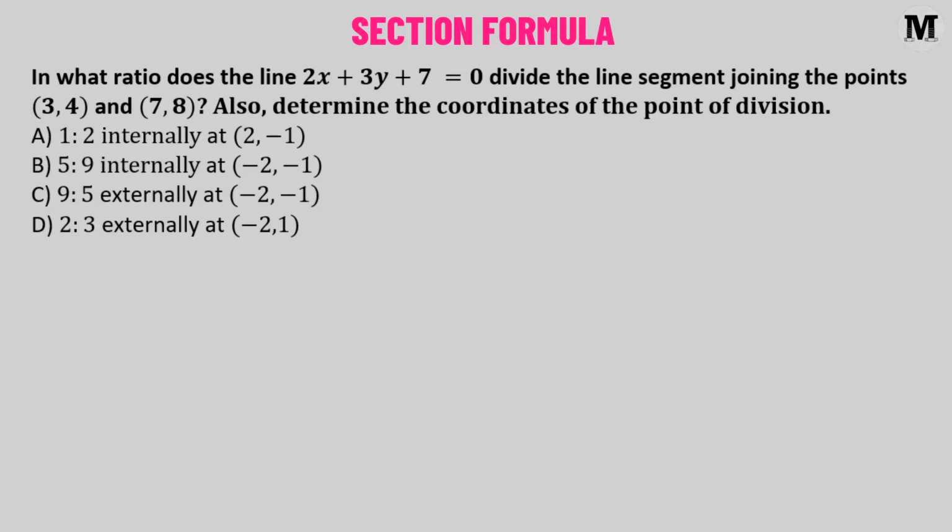In what ratio does the line 2x + 3y + 7 = 0 divide the line segment joining the points (3, 4) and (7, 8)? Also determine the coordinates of the point of division.